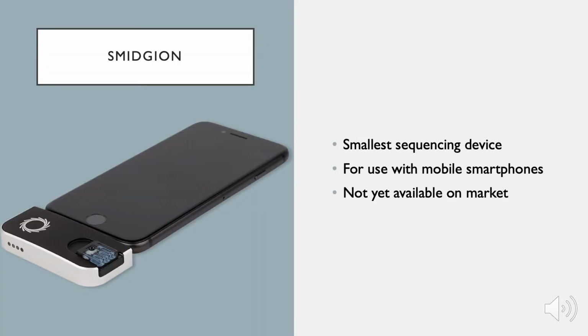While not available on the market for use yet, SmidgION uses the same nanopore technology as the larger sequencing devices, but is for use with smartphones and other mobile devices. Potential future applications include on-site analysis and remote monitoring.